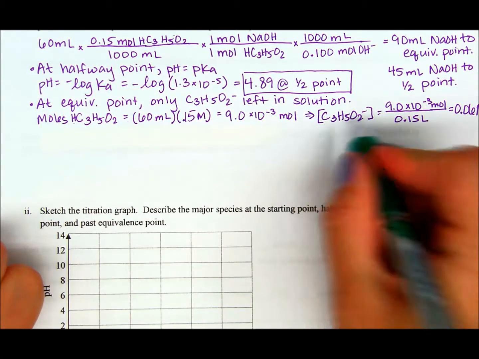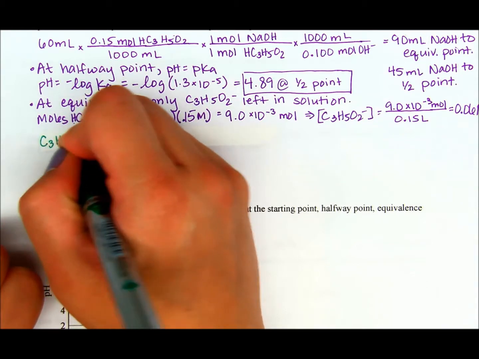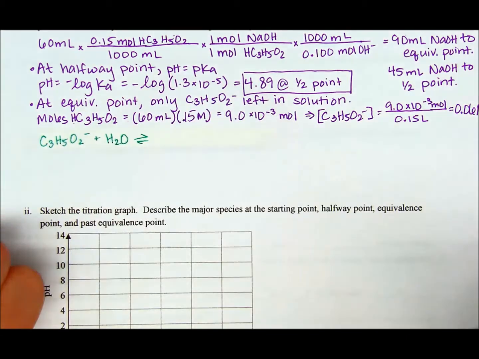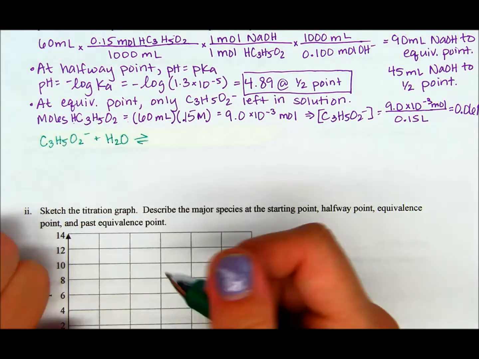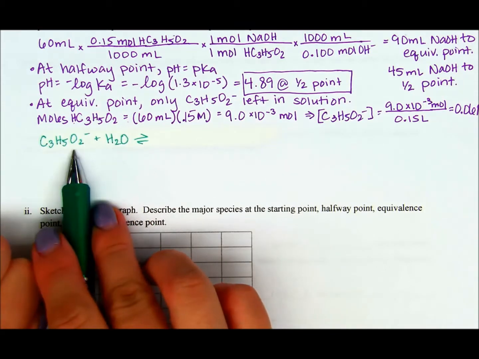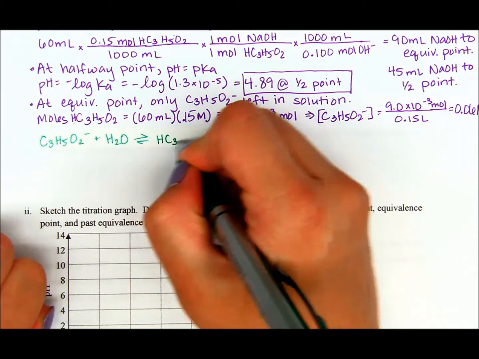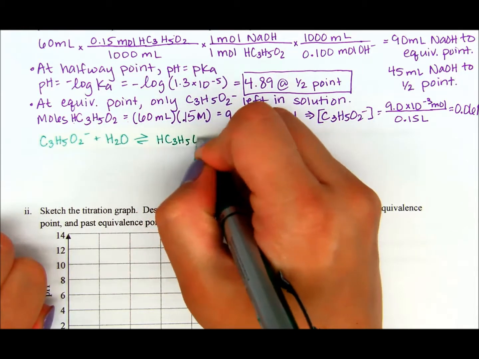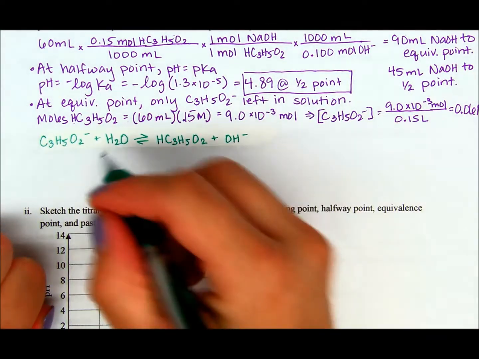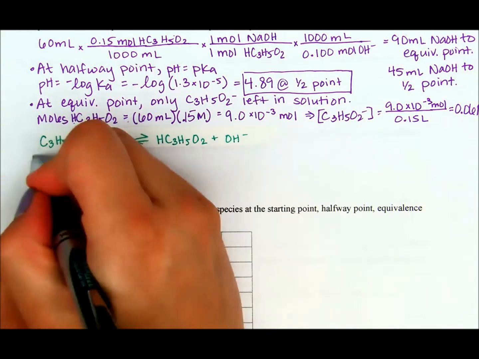So we're going to go ahead and start with our conjugate base, C3H5O2 minus, and that's going to be in water. This is an equilibrium because it's a weak base. And what does it form? Well, it's going to take a hydrogen from the H2O, attach it to itself, form the acid form of itself, propanoic acid, plus hydroxide, which is the leftover water. Now the water, that's liquid, so we don't need to include it.